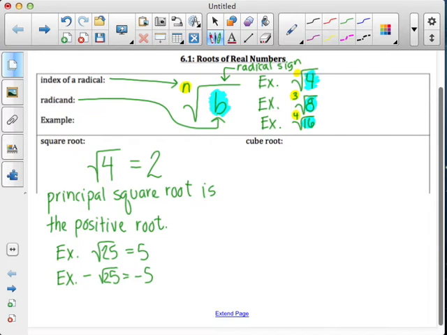For a cube root, in this case, you only have one answer. What's the cube root of 8? Well, 2, that's it. What's the cube root of negative 8? Negative 2. Because in the first case, 2 times 2 times 2 is 8. Negative 2 times negative 2 times negative 2 is negative 8. And notice my index is 3 on these problems.